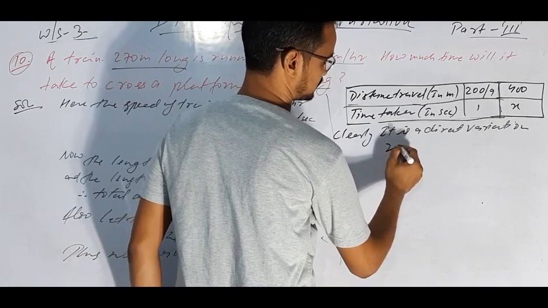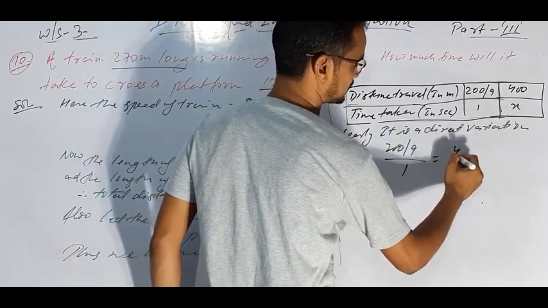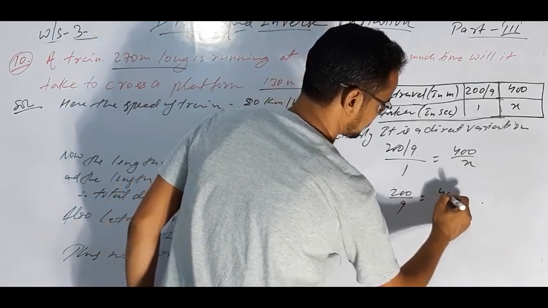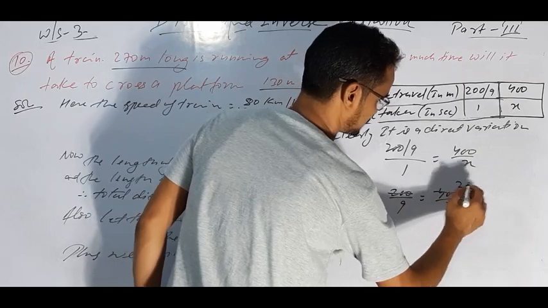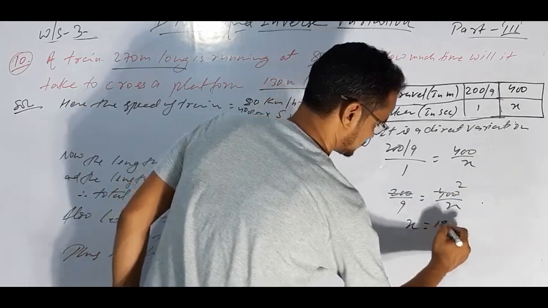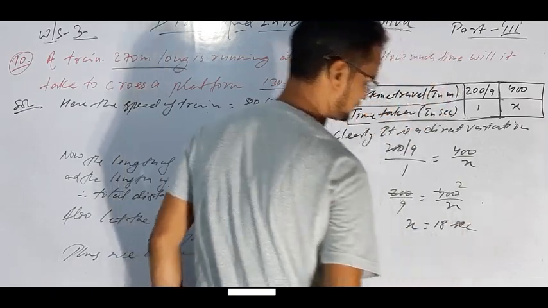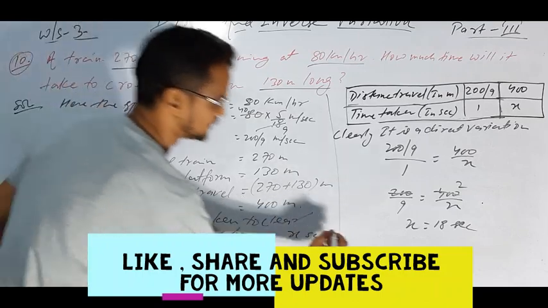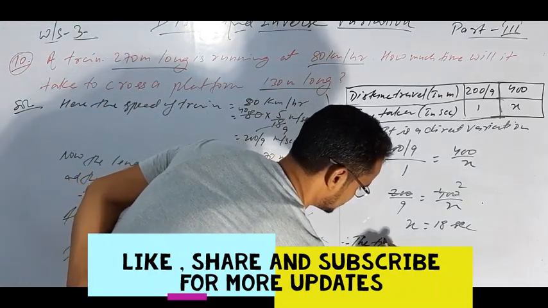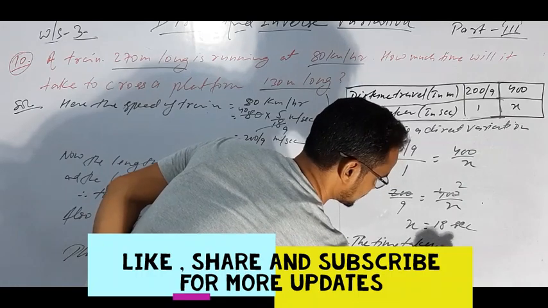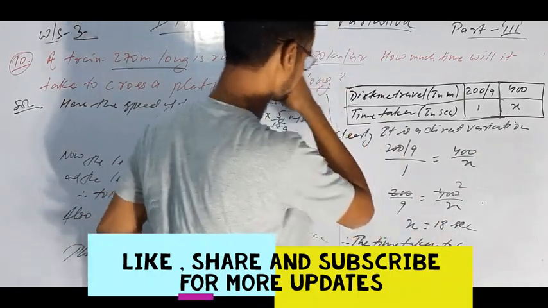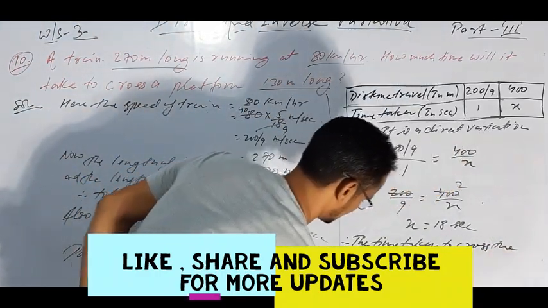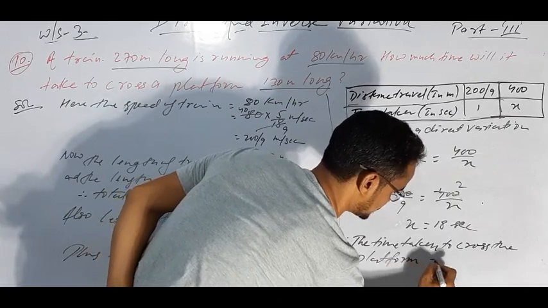Therefore, 200 by 9 by 1 is equal to 400 by x. Therefore, 200 by 9 is equal to 400 by x. Cross multiplying, x is 18 seconds. X is the time. Therefore, the time taken to cross the platform is equal to 18 seconds.